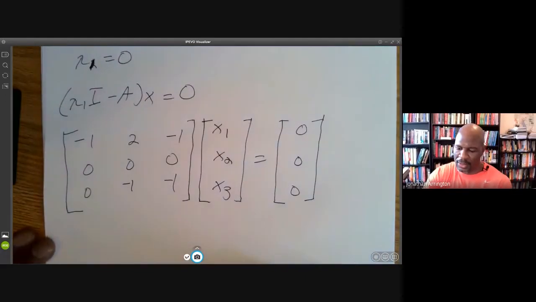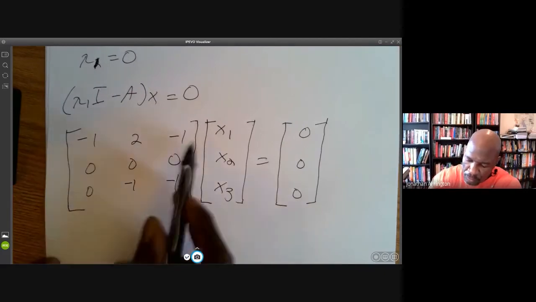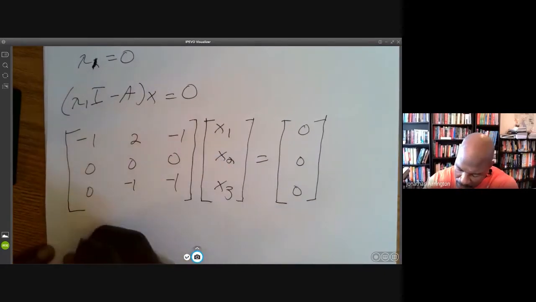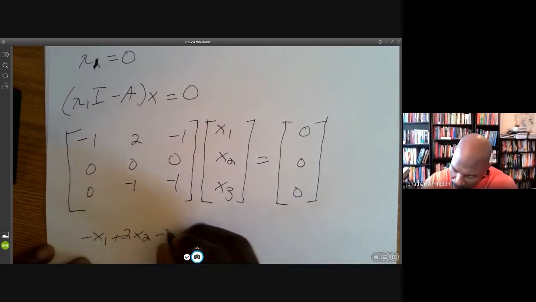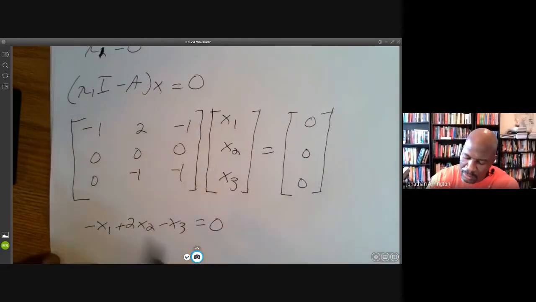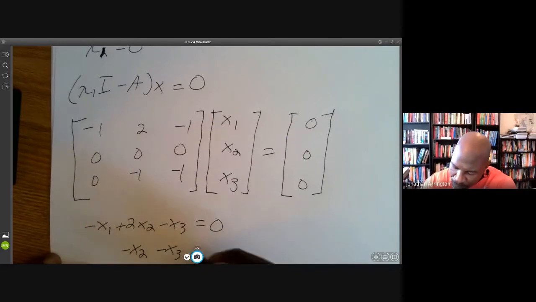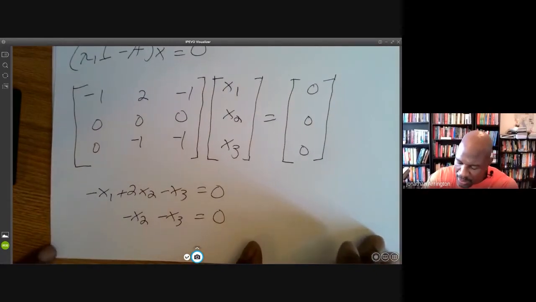All right, so let's do the good work. When we do the first row, we'll get negative x1 plus 2x2 minus x3 equals 0. When we do the second one, we really get nothing. And when we do the third one, we'll get negative x2 minus x3 equals 0. All right, so let's solve this the best way we can.